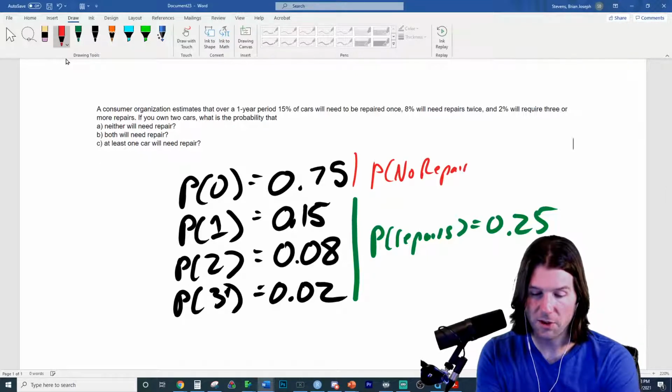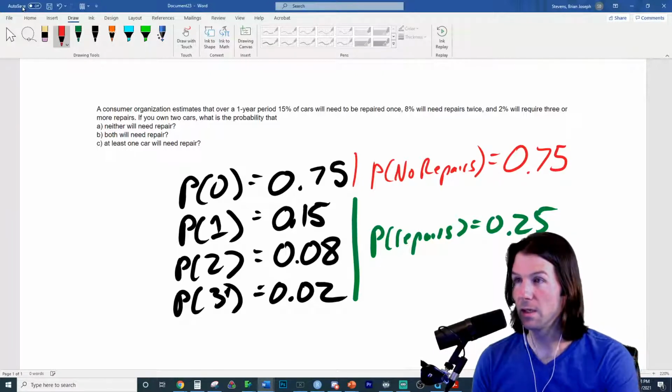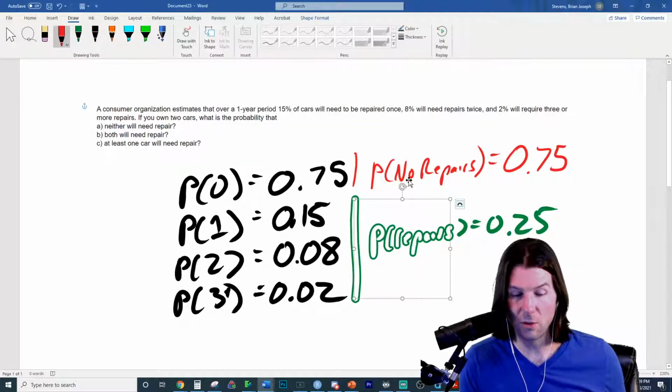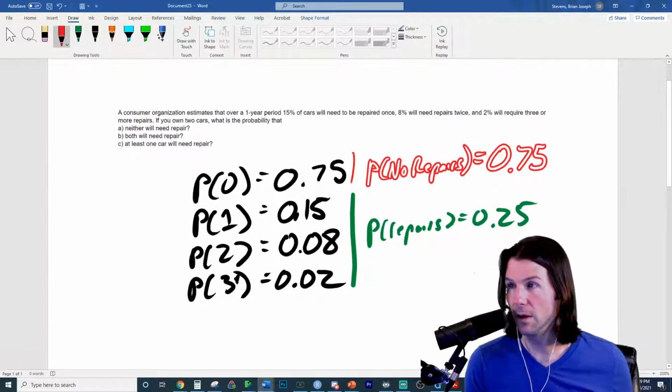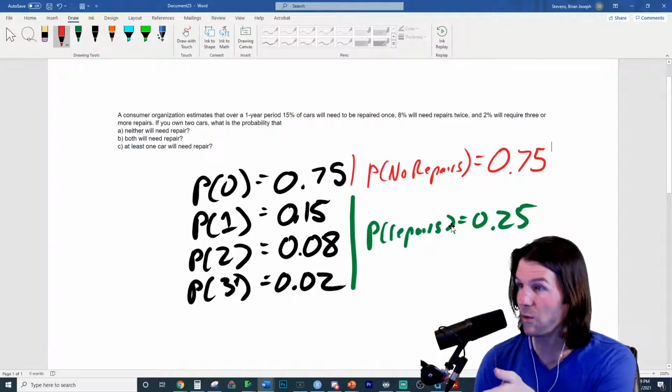Does everyone understand what I've done here? I have either your car needs repairs or your car does not need repairs. So either your car needs repairs or does not need repairs. We've divided this into 2 sets right here of the events that your car does not need repairs and the probability your car needs repairs.